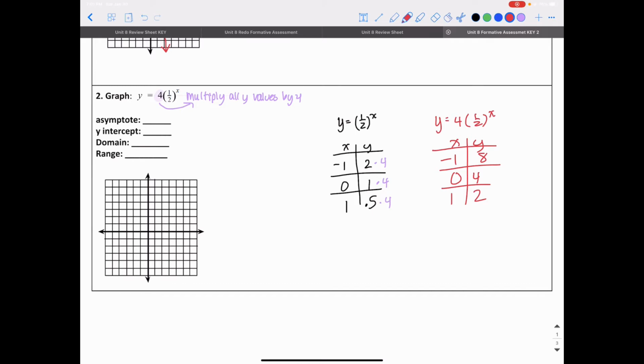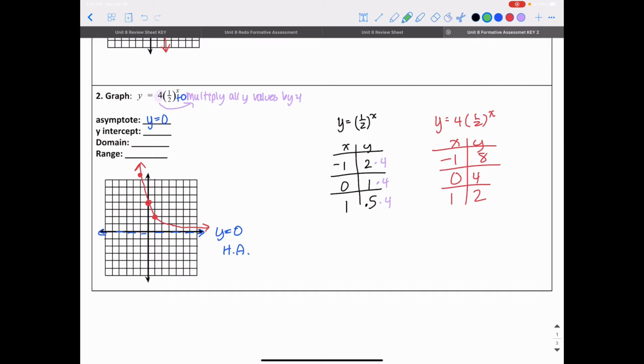Well, first I'm going to talk about what's the horizontal asymptote. I had no vertical change, so it's automatically at y is equal to 0. I'm going to draw that. Y is equal to 0 is my horizontal asymptote. I'm going to plot these points. So I have negative 1, 8. I have 0 and 4. And I have 1 and 2. And I'm going to connect these, making sure I approach but don't touch that horizontal asymptote. The y-intercept is when x is equal to 0.